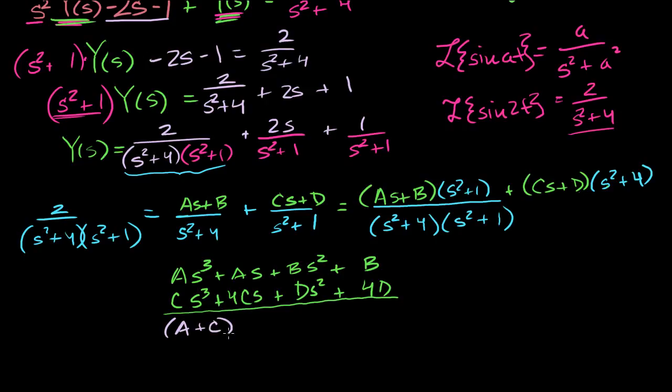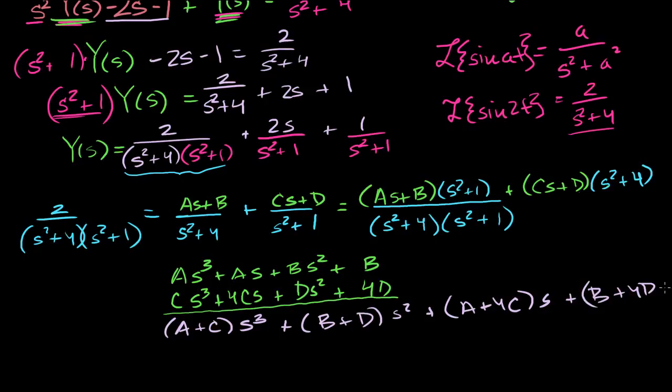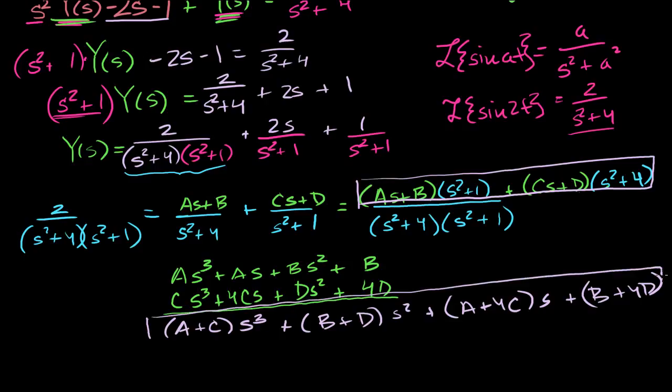a plus c times s to the third, plus, let me write the s squared term next, plus b plus d times s squared. Now I'll write this s term, plus a plus 4c times s, plus b plus 4d. This is just the numerator. This is when I just added these two things up. This whole thing up here simplifies to this. I don't know if the word simplifies is appropriate, but it becomes this expression right here. And that's just the numerator.